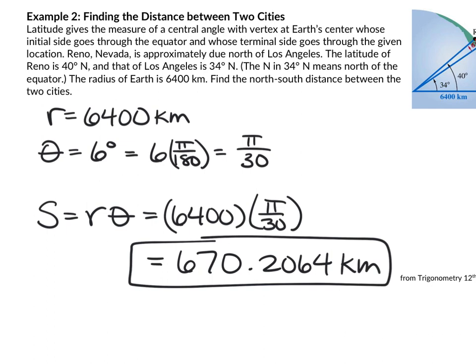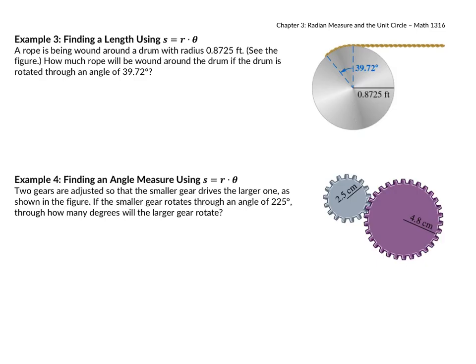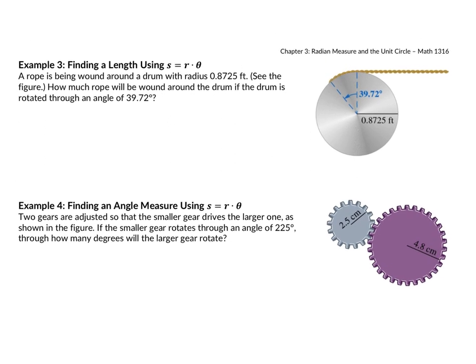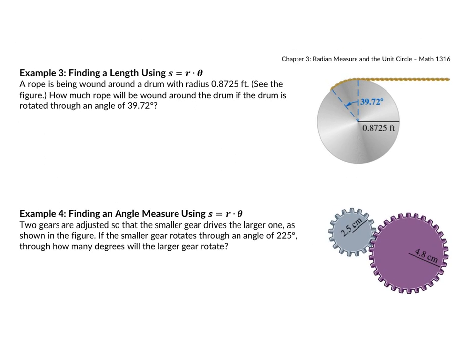Okay, on the back we have a few more applications of radian measures. This first problem says a rope is being wound around a drum with a radius of 0.8725 feet. The figure is there for you. How much rope would be wound around the drum if the drum is rotated through an angle of 39.72 degrees? So I'm asking how much rope would be used, the arc length, if the radius is given and the angle measurement is given. This is the same formula.